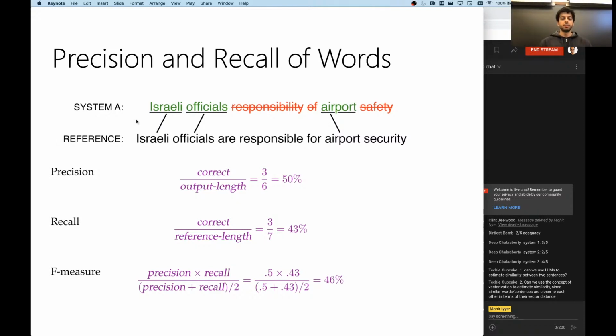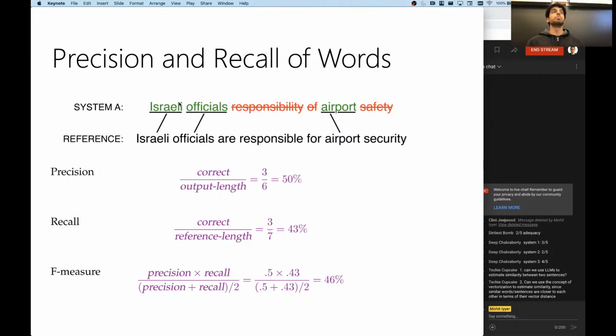So if you take this, the system should have produced Israeli officials are responsible for airport security. But the system actually produced Israeli officials' responsibility of airport safety. So it gets some of the words right, but it's clearly not fluent. It's not grammatically correct, right? So one simple way to measure the similarity is just to do word matching.